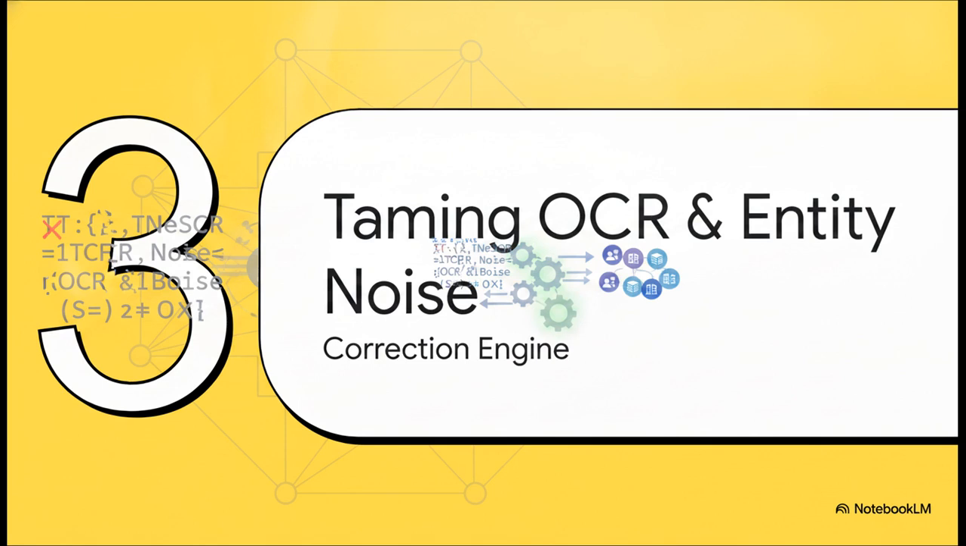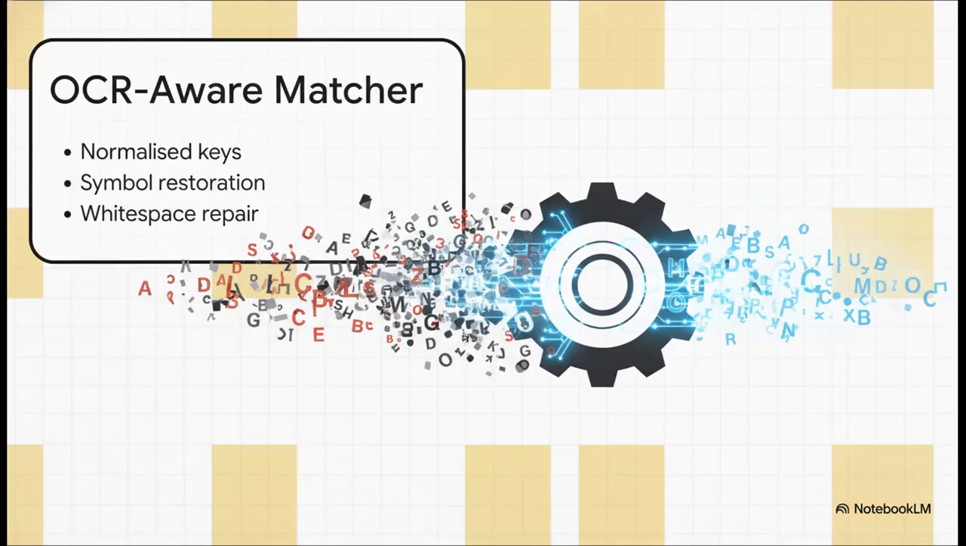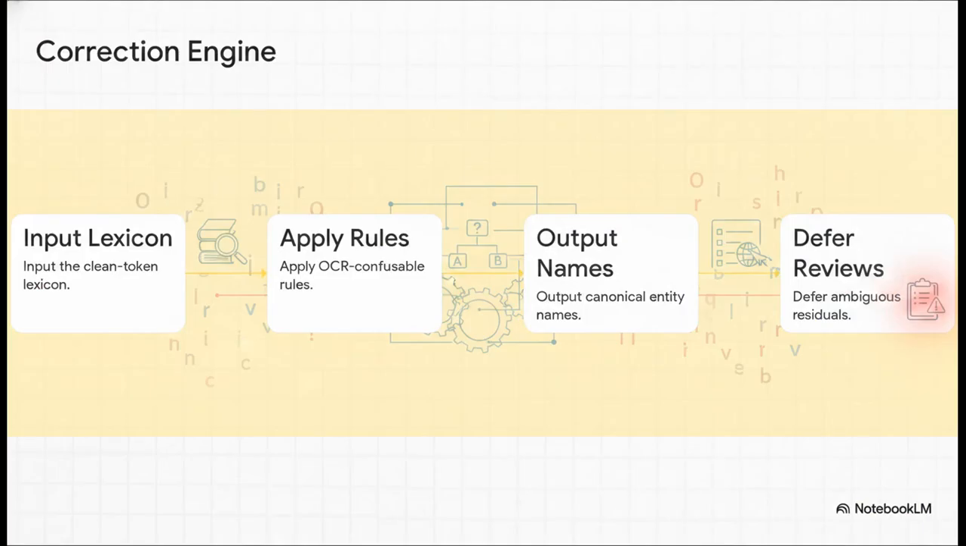Let's look at the correction and canonicalization engine. To build the connective tissue for all this, we deploy an OCR-aware matcher. This is essentially one highly reusable engine that handles the whole shebang, from white space repair to symbol restoration and confusable character handling. It cleans up the mess automatically, which guarantees a shared, consistent entity resolution layer across every single document in your system.